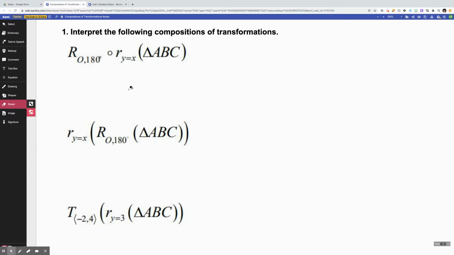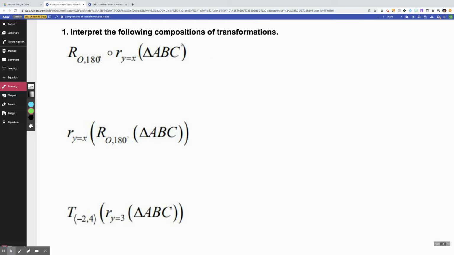For a lot of these, I'm going to do one or two, and then I'm going to have you pause the video, try the others on your own, and then come back and check them with me. All right. So let's jump into it here. This first one says interpret these compositions of transformations. What that means is take the math language and translate it into plain regular English.